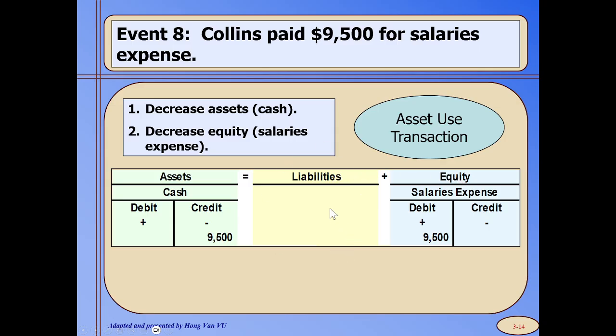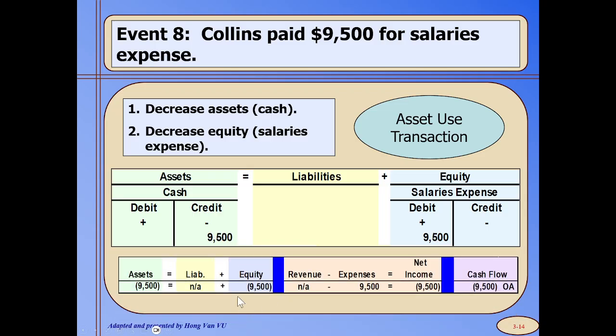There's no impact on liability, but there's an impact on the equity, the salaries expense account. Because we increase the salary expense, it should decrease the equity. That's the reason why we have a debit of 9,500. And below you can see the record of this transaction's impact on the financial statements model.